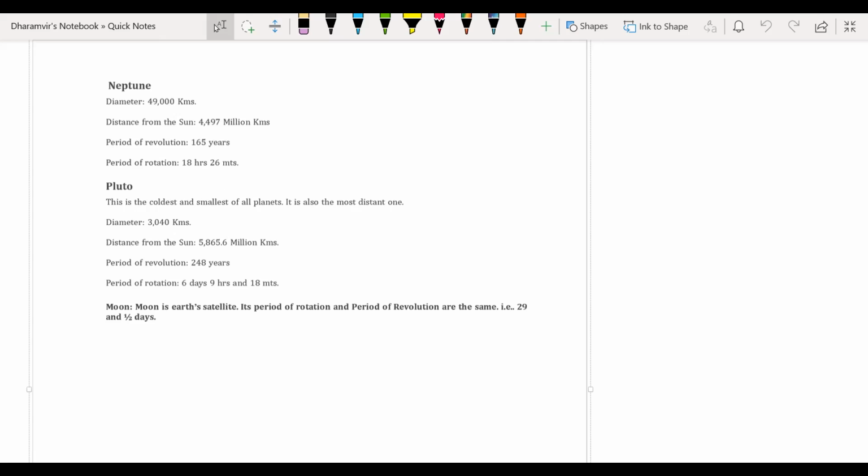And one more about the moon. The Moon is Earth's satellite. Its period of rotation and period of revolution are the same, both 29.5 days. So dear students, I hope that the information about the solar system is useful for you and you enjoyed this information.